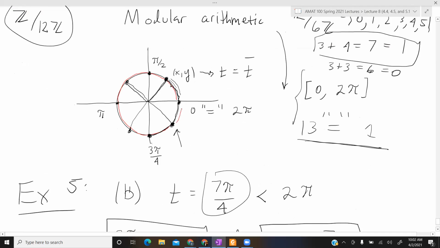But then we also have this one right here. This one's clearly the smaller one. So this, by definition, is the reference number. How do we get that? Well, we just subtract off the number corresponding to this point from 2 pi, and that will give us that distance right there, that little arc length.